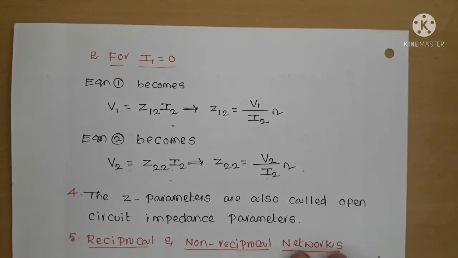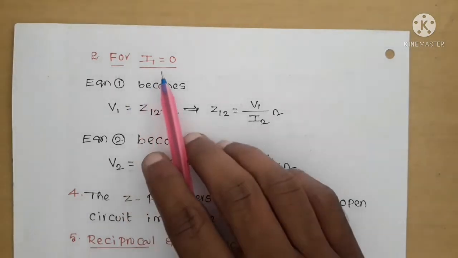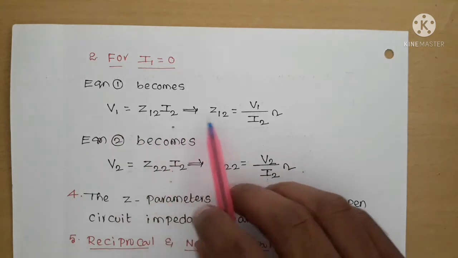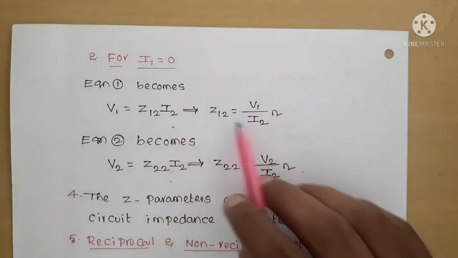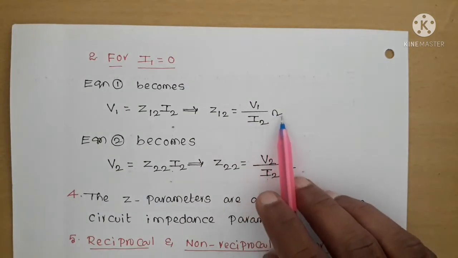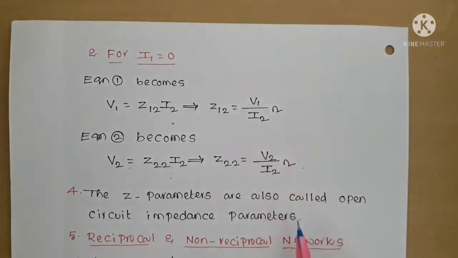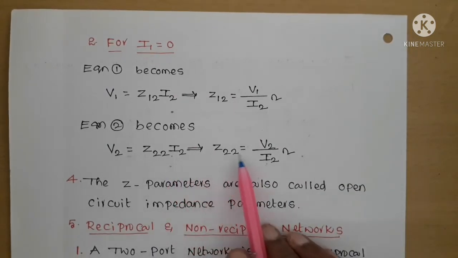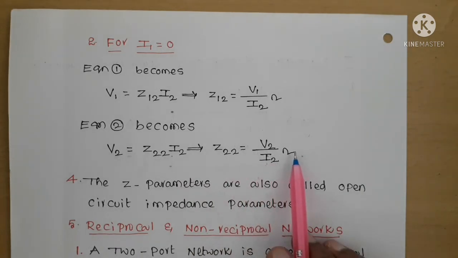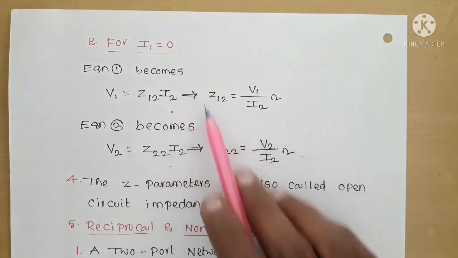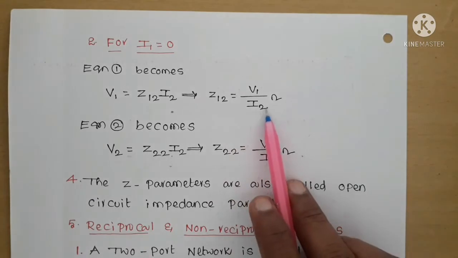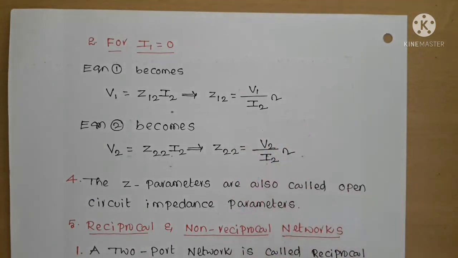Similarly, if we make I1 equal to 0, we get the remaining two parameters. For I1 equal to 0, equation 1 becomes V1 equal to Z12 I2. From this, Z12 equal to V1 by I2. It is a voltage to current ratio, so the unit is ohms. Similarly, equation 2 becomes V2 equal to Z22 I2. From that, Z22 equal to V2 by I2 ohms. So if we make I1 equal to 0, we get the remaining two parameters: Z12 equal to V1 by I2 ohms and Z22 equal to V2 by I2 ohms.